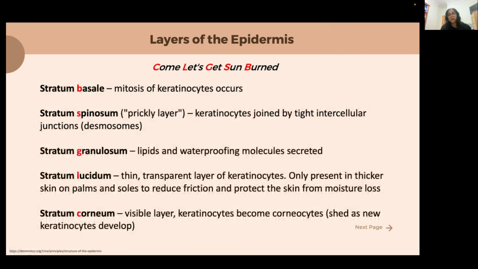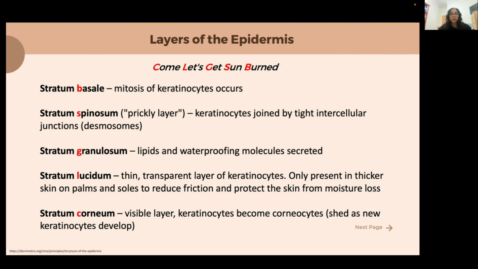Talking about the different layers, the stratum basale is where the mitosis, so replication of the keratinocytes, occurs. And then we've got the stratum spinosum. This is also known as the prickly layer, where the keratinocytes are joined by tight intercellular junctions, known as desmosomes. Then we've got the stratum granulosum. Here we have things like lipids and waterproofing molecules. This is where they're secreted.